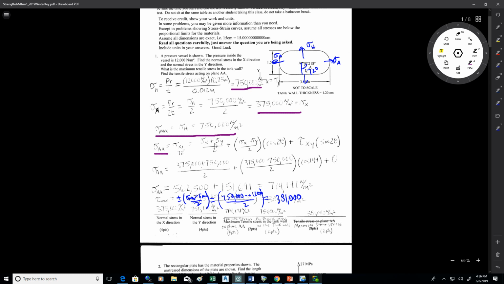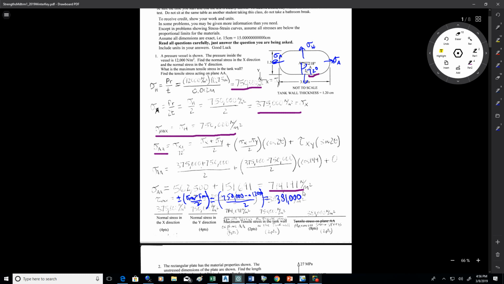To find the stress on plane AA, you just use the normal stress formula. The angle you want to use there is 72 degrees, measured counterclockwise from the vertical plane. So that's equation 75. Tau xy is 0. Plug in sigma x, sigma y, and the angle, and you'll get 714,191 newtons per square meter.